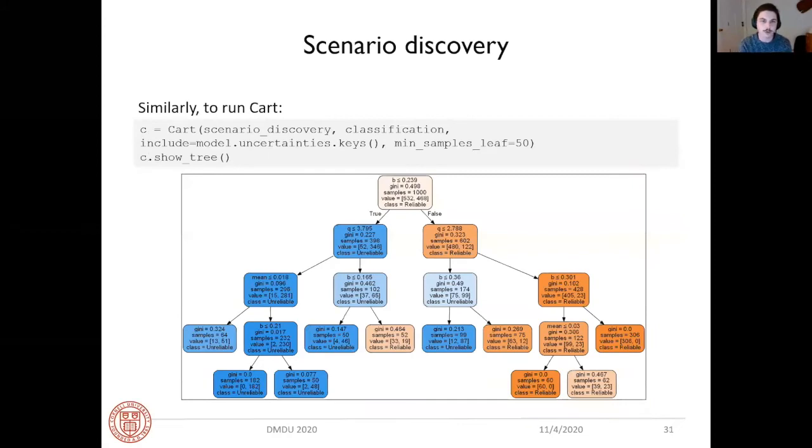You can also similarly run CART. Again, it's a very declarative syntax, so you just call cart. This visualization also doesn't work on Binder, but it will work on your local machines. So that brings us to the end of our tutorial.